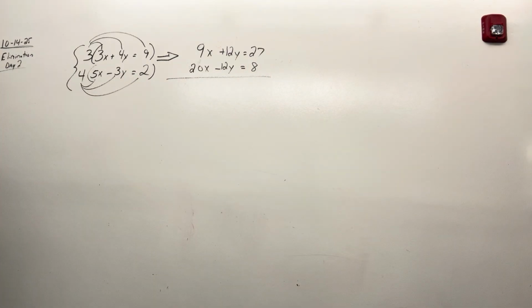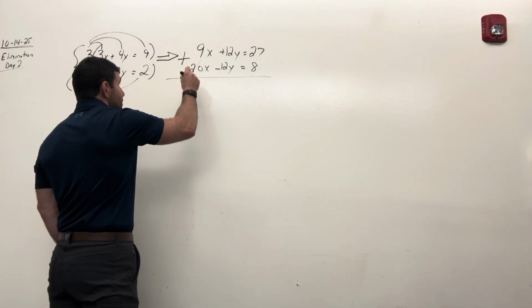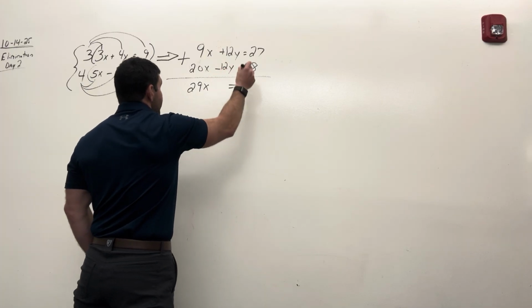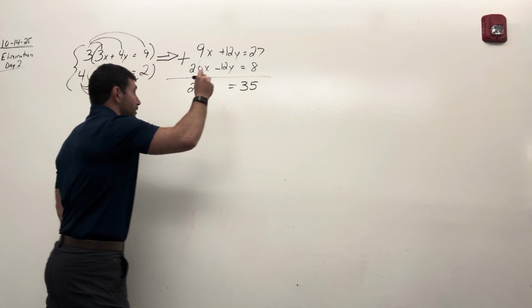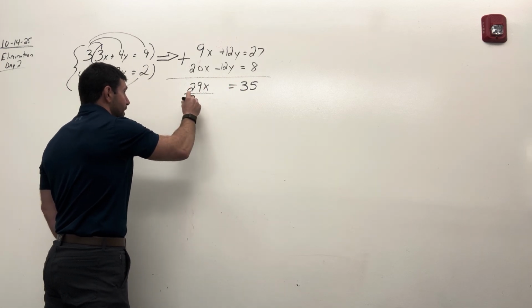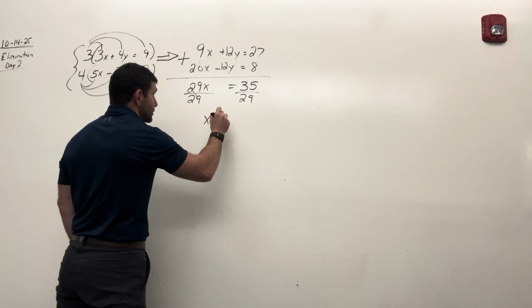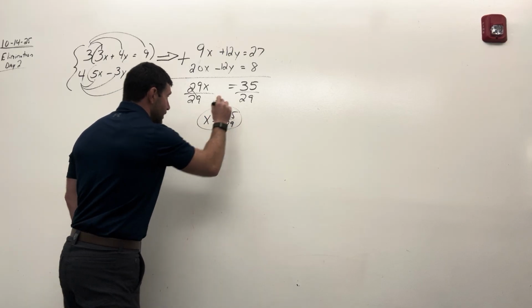Do we have something we can eliminate now? Yes. The y's. Are they different signs or same signs? Different, which means we add. When they are different, we add. 9 plus 20 is 29x. That's 0 equals 27 plus 8 is 35. Okay, sorry, Lucy, we're getting nasty fractions. So I divide both sides by 29. That gives me x equals, and that cannot be simplified, 35/29. There's my x.